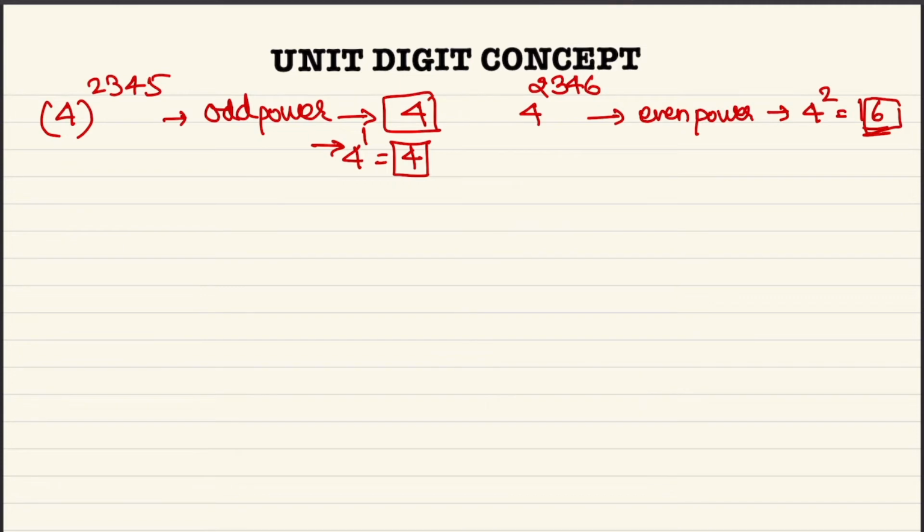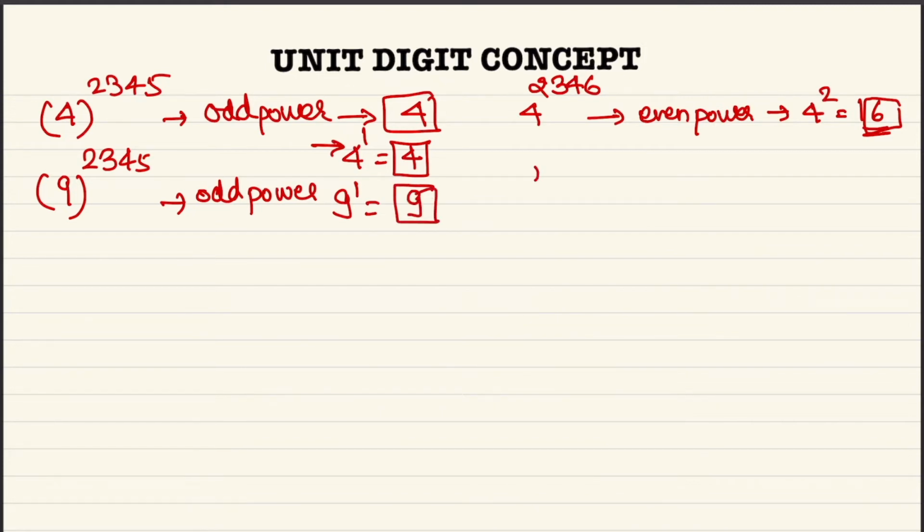Now comes the 9. 9 raised to power 2345, again it's an odd power, and when 9 is raised to any odd power, the unit digit will be 9. And when 9 is raised to any even power, for example 9 squared, the answer will be 81, so the unit digit will be 1. And 9 raised to power 1, it is an odd power, so the unit digit will be 9.